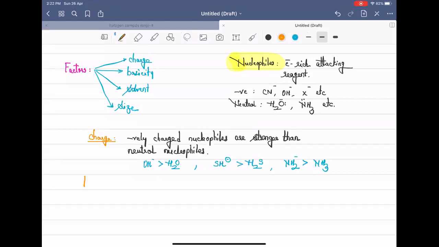The second important parameter is basicity. So the first thing you look at in a nucleophile is whether it is charged or not. And if it is charged, then the negatively charged nucleophile is stronger and the neutral nucleophile is weaker. That is how it goes.